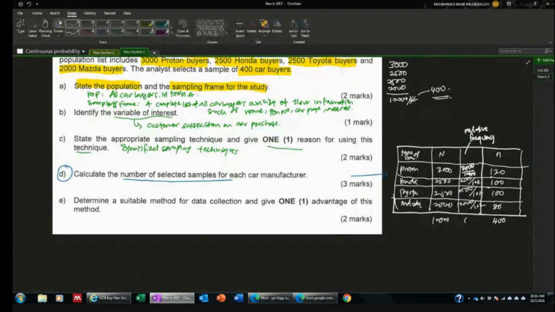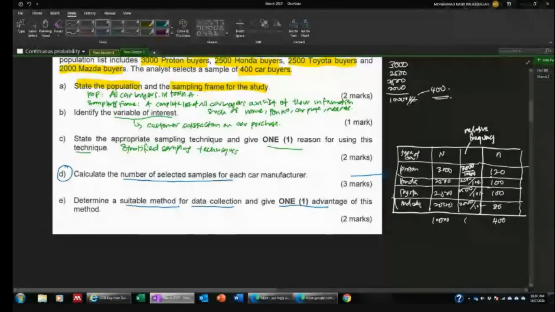The next question is to determine the suitable method for data collection and give one advantage of this method. If you use a questionnaire, I think it is not really suitable because you need to find every buyer manually. So the best method will be either telephone interview or mail interview. Telephone interview is faster. The advantage is fast response, cheap, and so on. Any questions so far for the first question and question number 2?